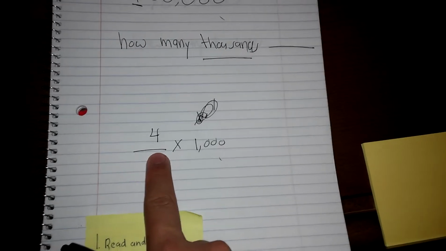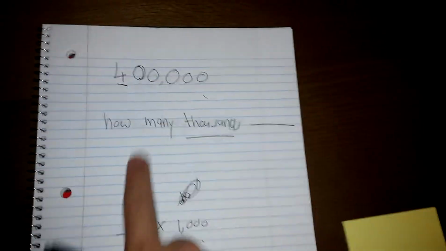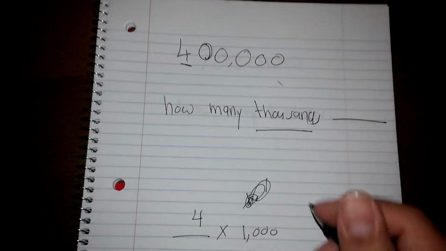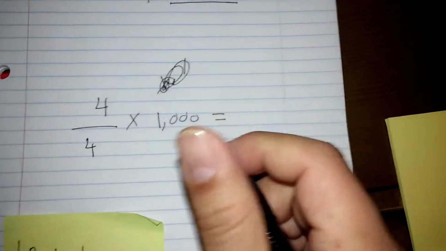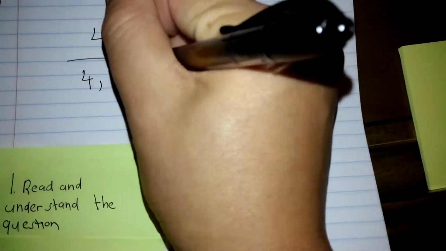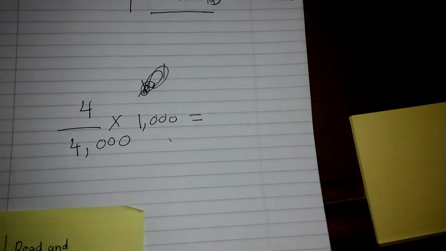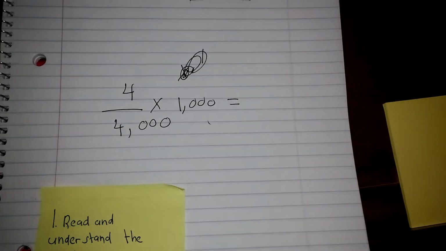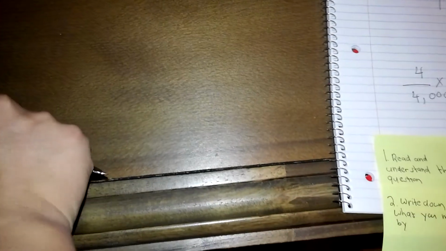There's the first digit in 400,000. There's a digit 4. So to find out the answer, I write it down. 4. How many zeros behind it? 1, 2, 3. That gives me 4,000. Does that give me the answer? Nope, it doesn't give me the answer.